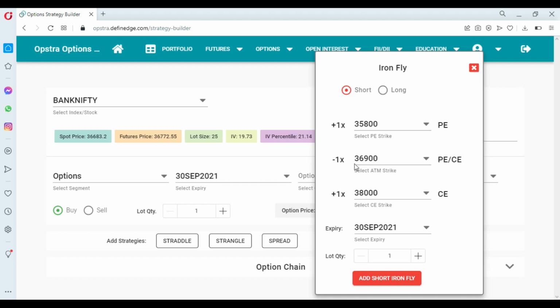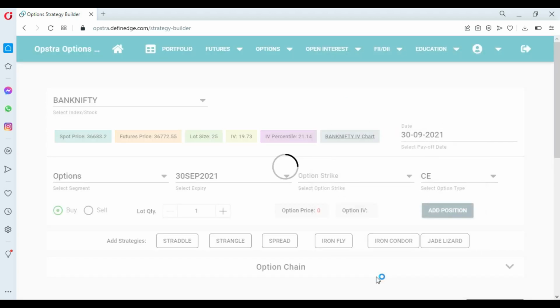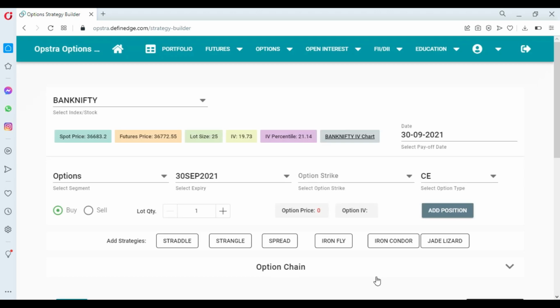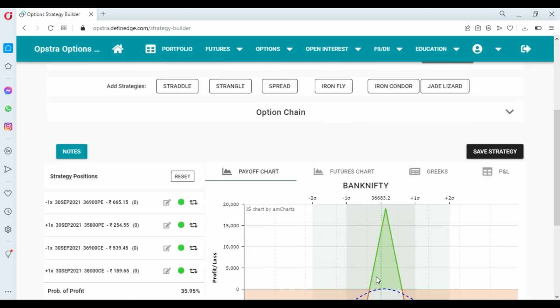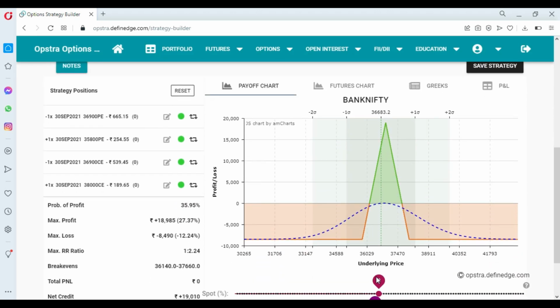So you can see it has taken 36,900 as per the current Bank Nifty futures. So it is selling one lot of P for 36,900, one lot of C for 36,900, and it has bought a far OTM hedge of 35,800 and 38,000 basically. So now we'll add this short Ironfly, and we will just see how the payoff chart looks.